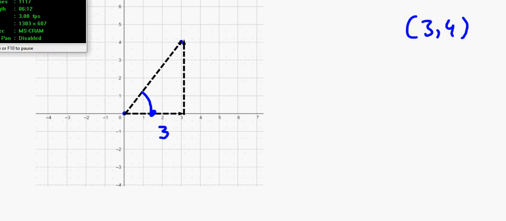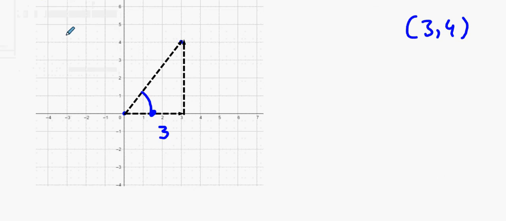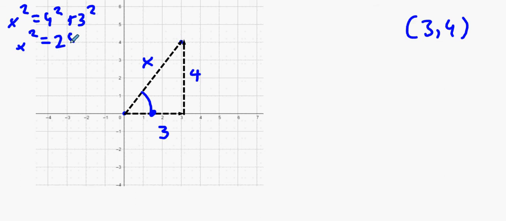Okay. And so it's 3 and 4. If I do Pythagoras' theorem, which is the hypotenuse, and I say x squared equals 4 squared plus 3 squared, x squared equals 25, and then x equals 5. Right there. Right, so that's x equals 5.